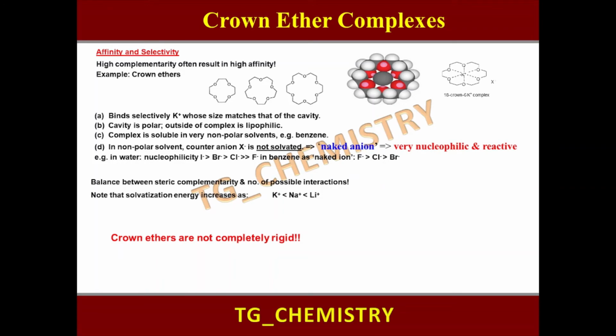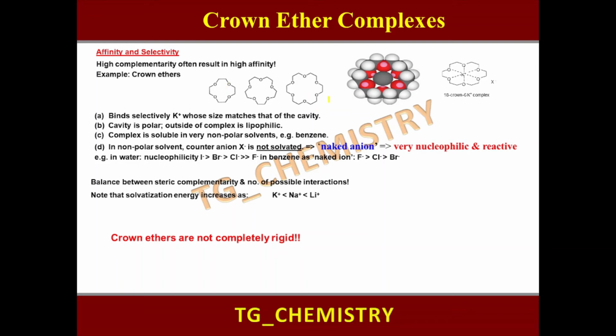Next come the crown ether complexes, a very interesting one. The first thing we need to remember is that high complementarity often results in high affinity. Here you can see three macrocyclic structures. This one is called 12-crown-4. This is 15-crown-5. This is 18-crown-6 ether. All these are ethereal macrocycles.